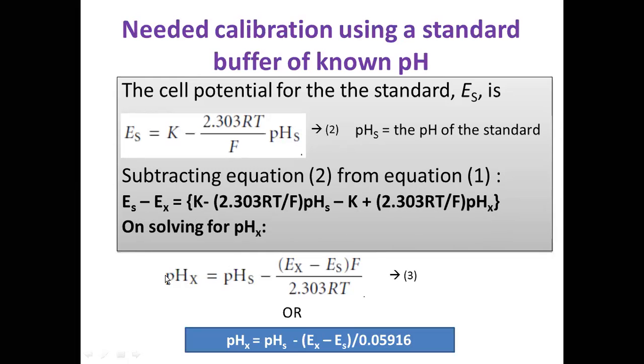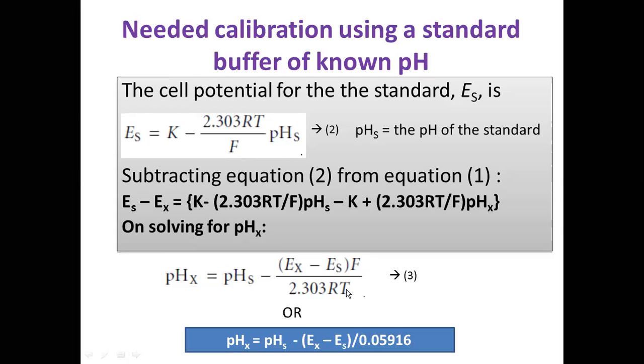You simplify. pH of the unknown is equal to pH of the standard minus EMF of the unknown minus EMF of the standard whole into F divided by 2.303 into RT. Let me call this equation number 3, where F is the Faraday's constant, R is the universal gas constant, T is the temperature. If you put in place of F 96,487 coulombs, in place of R 8.314 joules per Kelvin, T 25 degrees Celsius, and if you convert that into Kelvin, you will be getting 298 Kelvin.